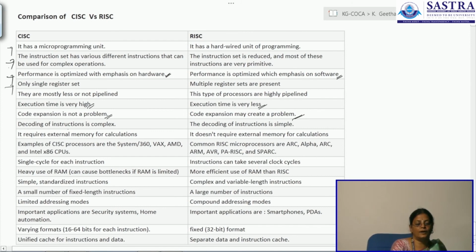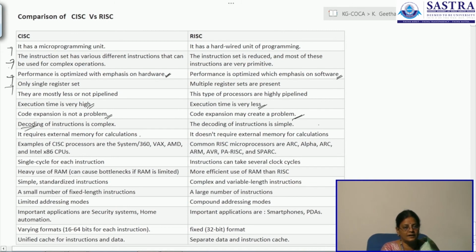And decoding of the instructions: because we have already claimed that CISC is complex, decoding of the instructions is going to be complex. It puts the burden on the compiler, and the compiler complexity only increases, whereas in the RISC category the decoding of the instruction is made very simple. One more important claim is that CISC requires external memory for calculation, whereas the RISC category will not require any external memory.